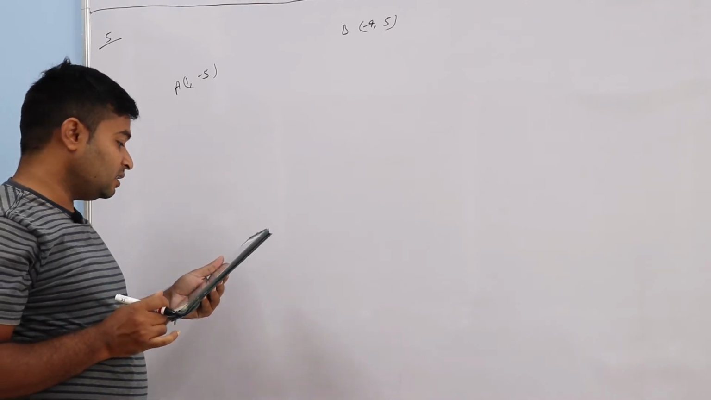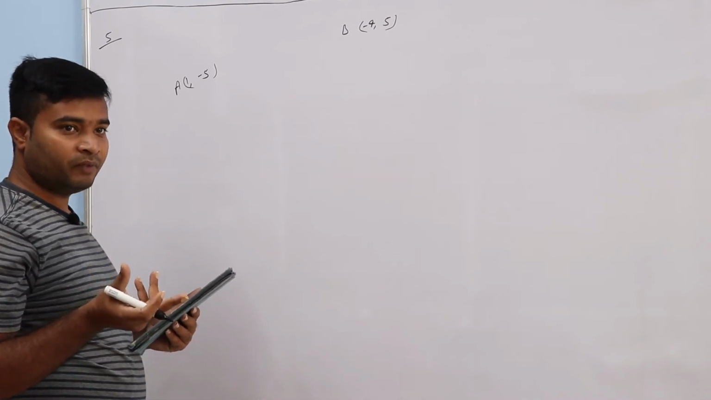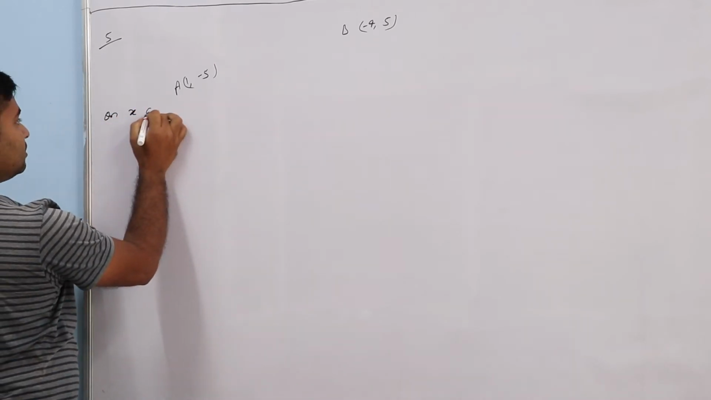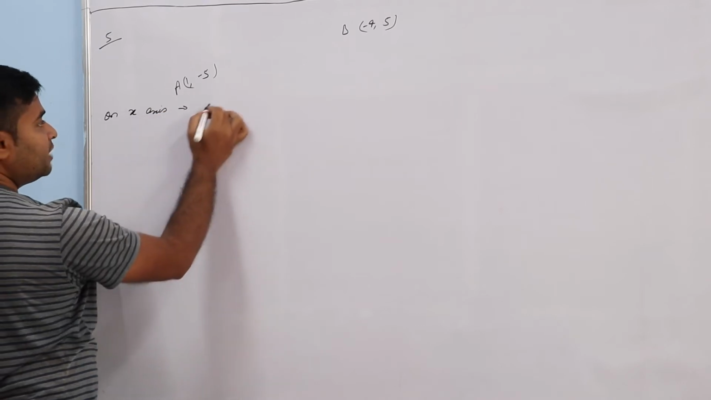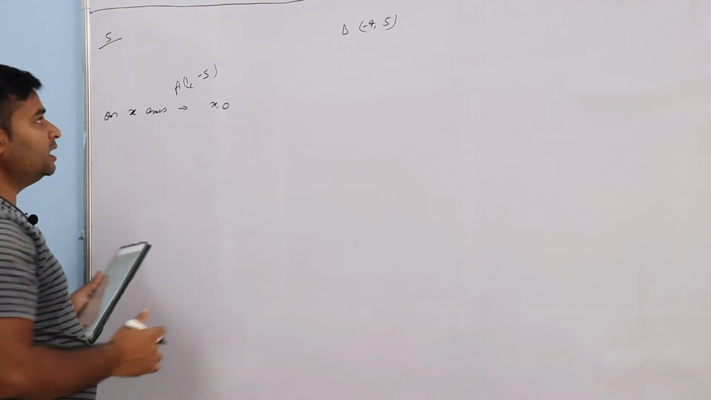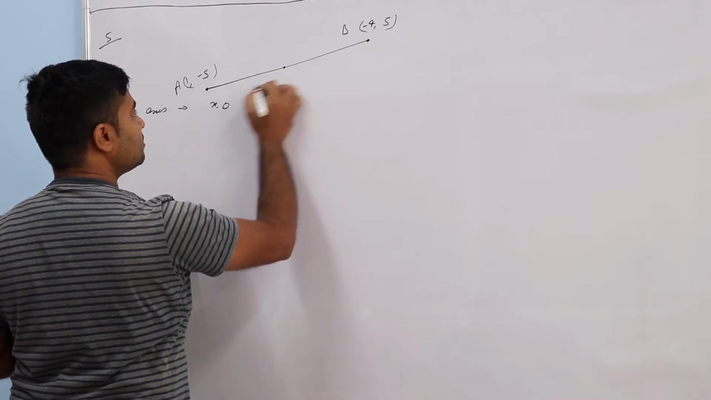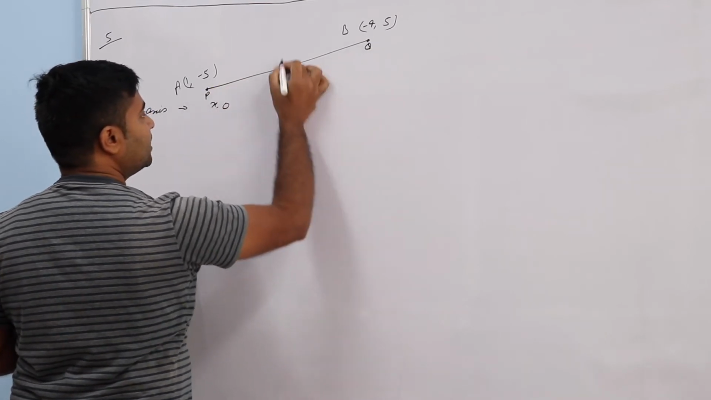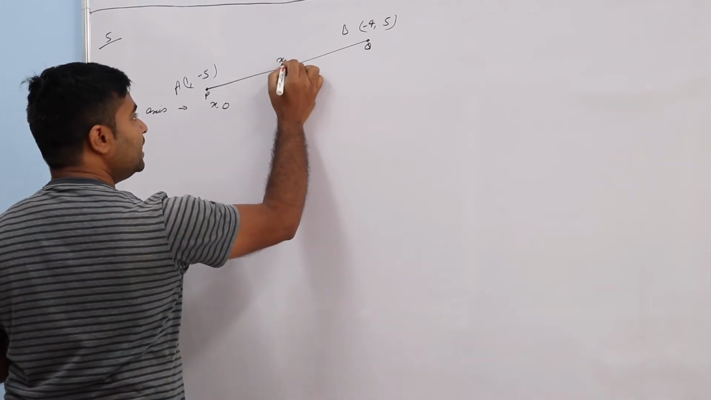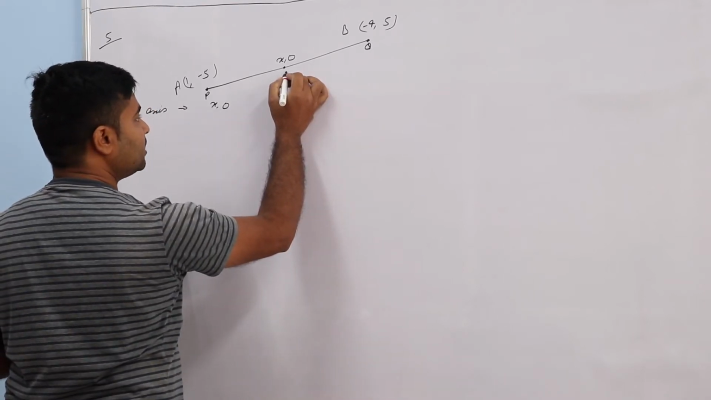Divided by the x-axis. x-axis means the value of y will be 0. On the x-axis the coordinate will be how? x comma 0. Whatever the ratio is, this is crossing through the x-axis, means this coordinate will be x comma 0, because the y value is 0 here.